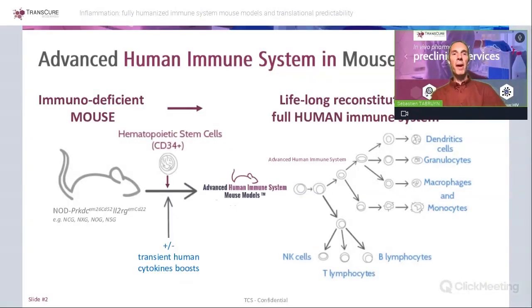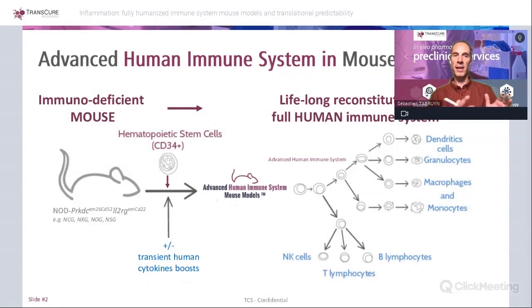So what do we mean by humanized immune system mouse model? So we start from highly immunodeficient animals, NOD SCID IL-2 receptor gamma mutated, so a highly mutated triple knockout mouse model that are the perfect recipient for engraftment with hematopoietic stem cells, so CD34 positive cells isolated from cord blood.